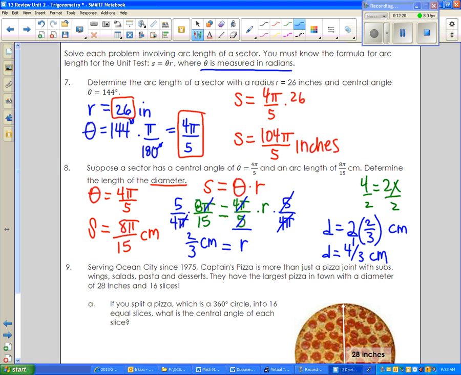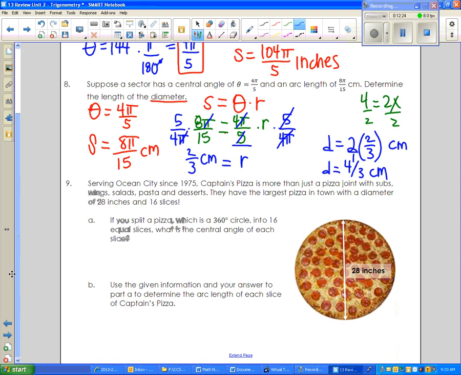Okay. In number 9, I don't know if you guys have ever been to Ocean City and ever ordered a Captain's Pizza, but they are the most gigantic pizza slices I have ever seen. And so when we started this unit, I immediately thought of Captain's Pizza in Ocean City. They're 28 inches in diameter. That's huge. It's over 2 feet wide. And the slices, you get 16 slices per pizza. And so what we're asked to do here is to eventually find the arc length of each slice.